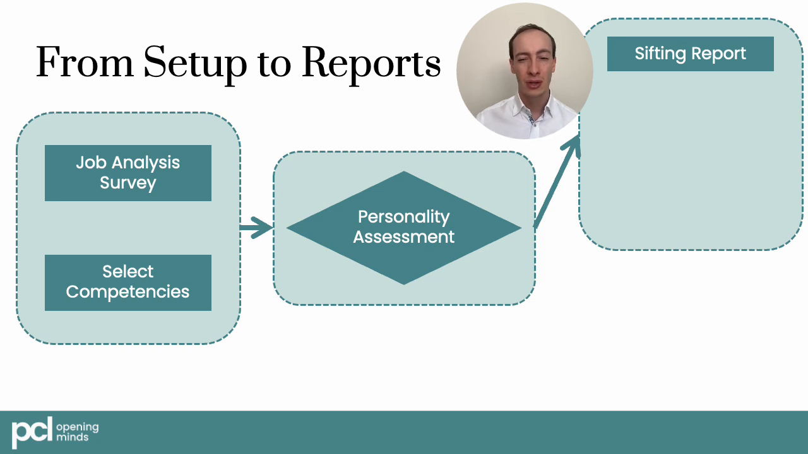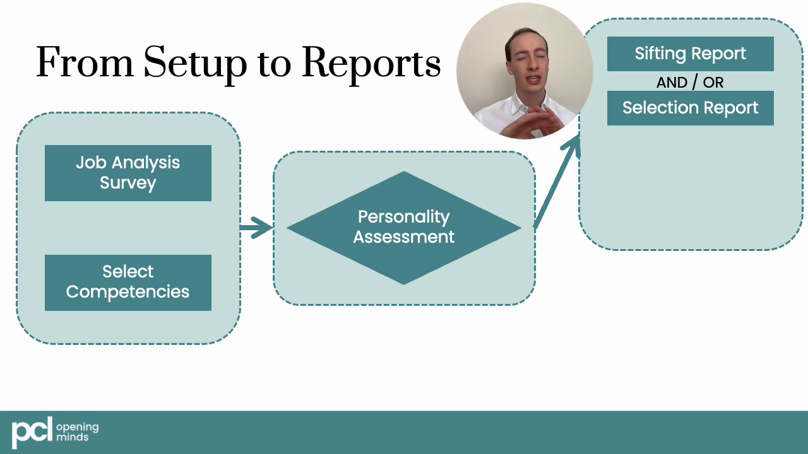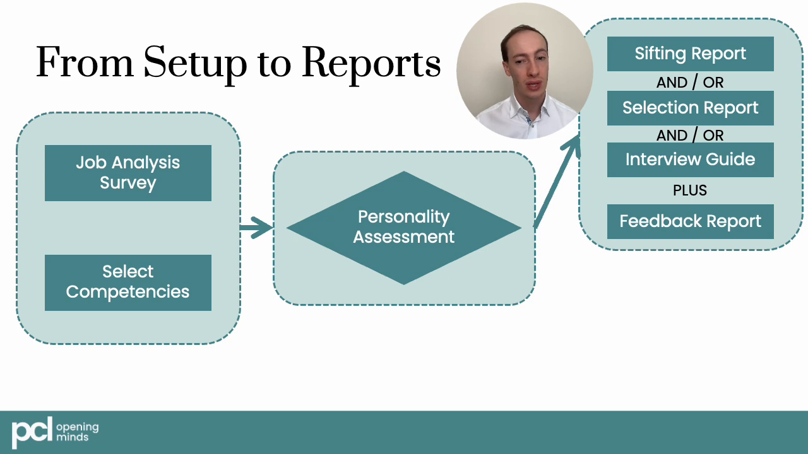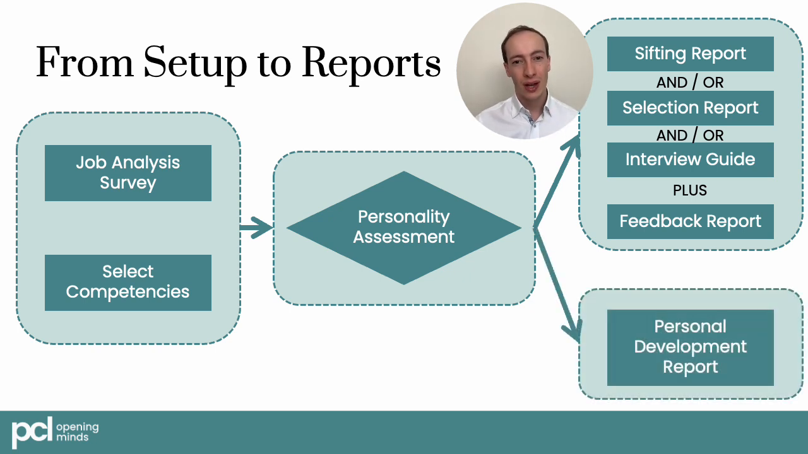So we have the sifting report, typically used in a volume space for getting a really high level overview of your candidates. Selection reports that give you more of an in-depth view of each of your candidates applying for a role. The interview guide, which is designed, unsurprisingly, to assist you with interview. And then there's also a feedback report, which is more focused on improving candidate experience throughout your selection process. There's one final report I just want to quickly mention while we're here, and that's the personal development report, which is then used for individuals' progression and development within an organization.